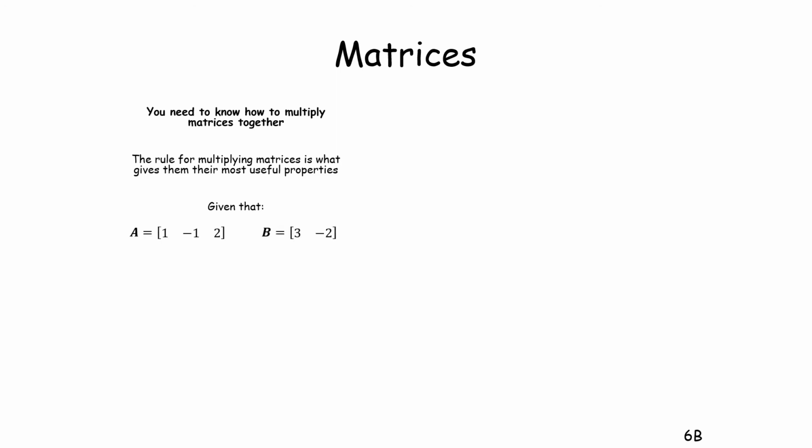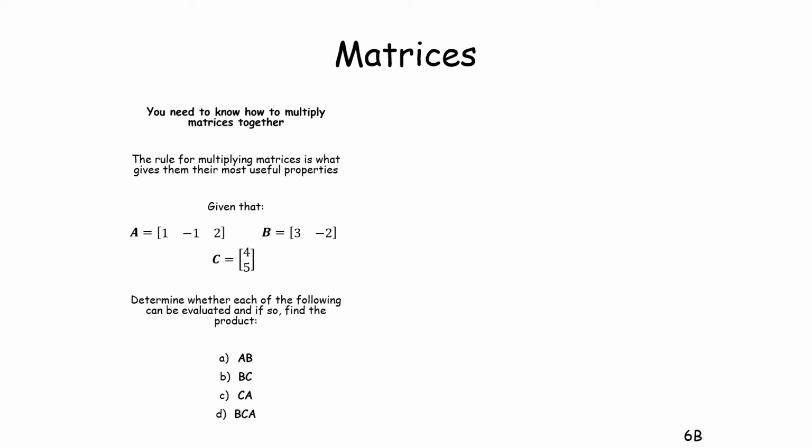So we've got matrix A, a matrix B and a matrix C. Determine whether each of the following can be evaluated, and if so, find the product. So AB, BC, CA, and BCA. You guys have a go at this, pause the video.